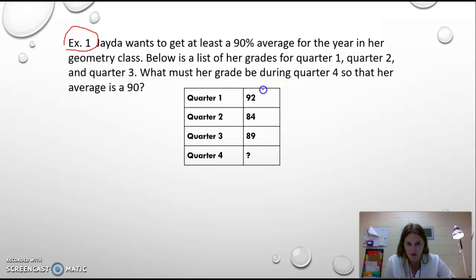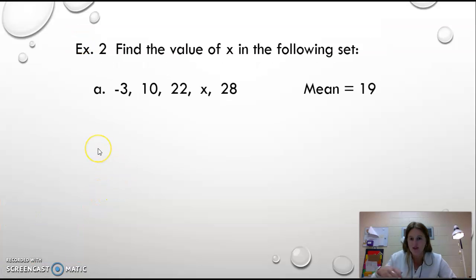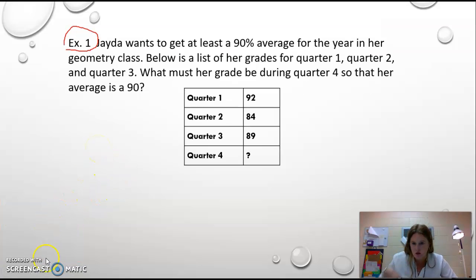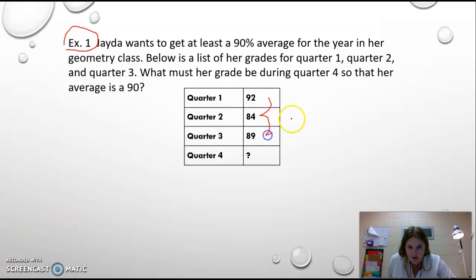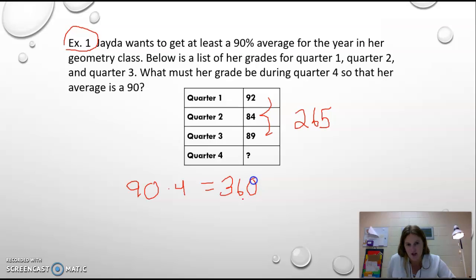So far, how many points did she earn? Basically add up 92, 84, and 89 to get a total of 265 points she's earned so far. So when I add these 3 numbers, I'm getting 265. And now with 4 tests again, I'm taking the 90 average she wants times 4, gets me a total of 360 points she needs. And now all you're left to do is subtract.